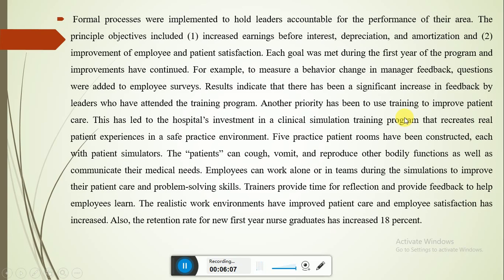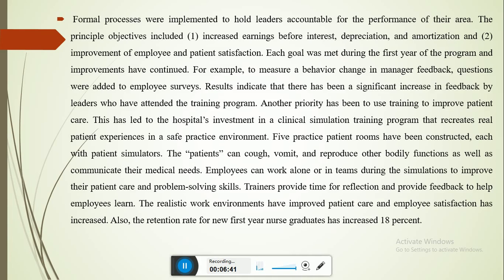So now a formal process was implemented to hold leaders accountable for the performance of their area. The principal objective included increased earnings before interest, depreciation, and so on. So what they're doing is that the leaders are accountable for their performance in their area. For example, if a leader is in the production area, he is responsible for what's happening in the production line. So that's why they have been given that responsibility.